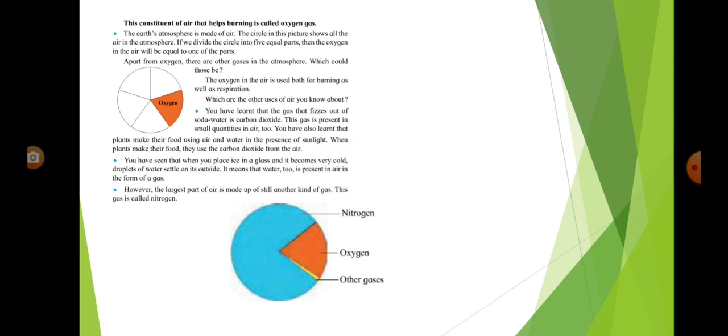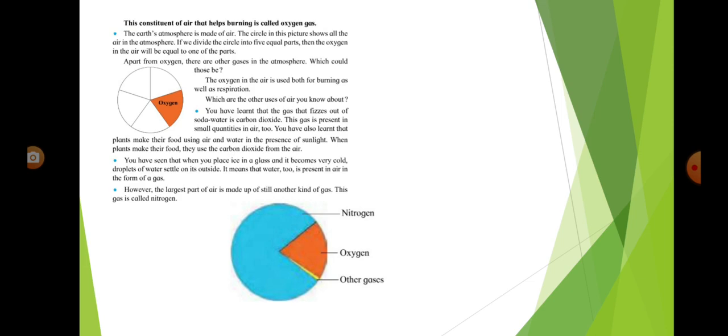This constituent of air that helps burning is called oxygen gas. The Earth's atmosphere is made up of air. The circle in this picture shows all the air in the atmosphere.